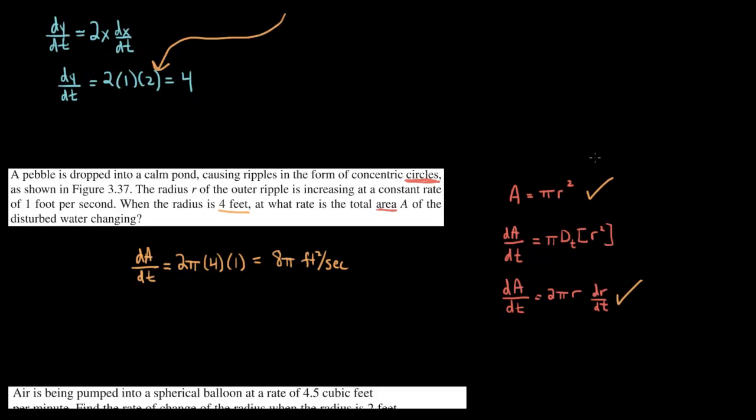Okay, let's see what we have next. Oh, here we are with a volume type question. Okay, let's see here. Pretty short and sweet. Air is being pumped into a spherical balloon at a rate of 4.5 cubic feet per minute. Find the rate of change of the radius when the radius is 2 feet.